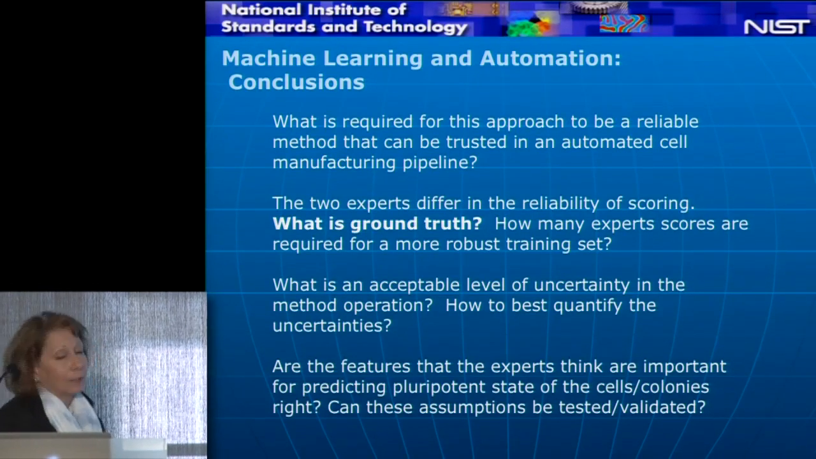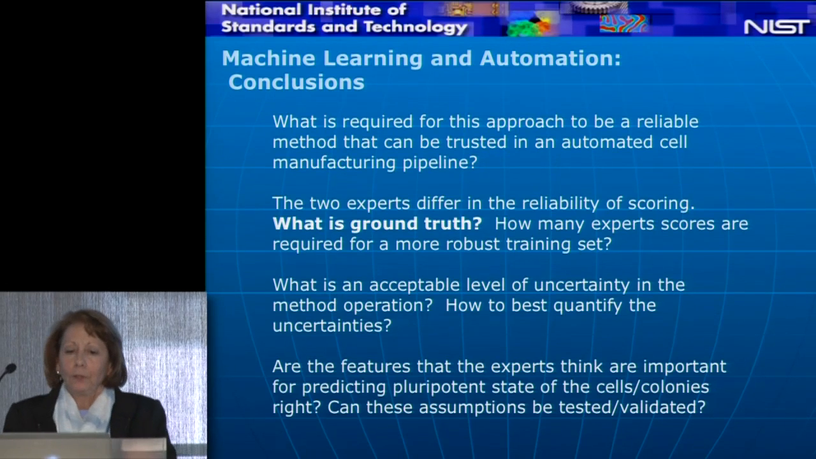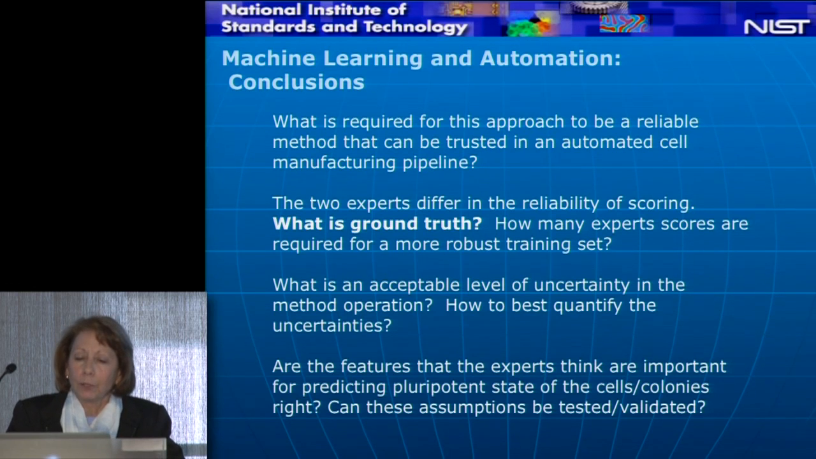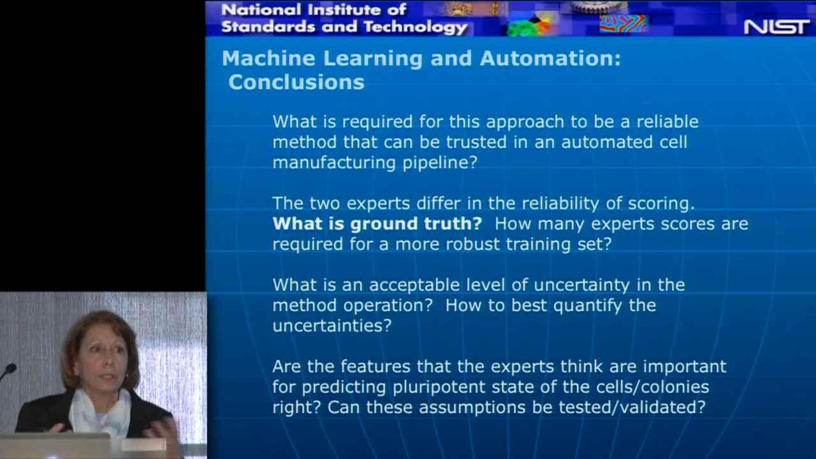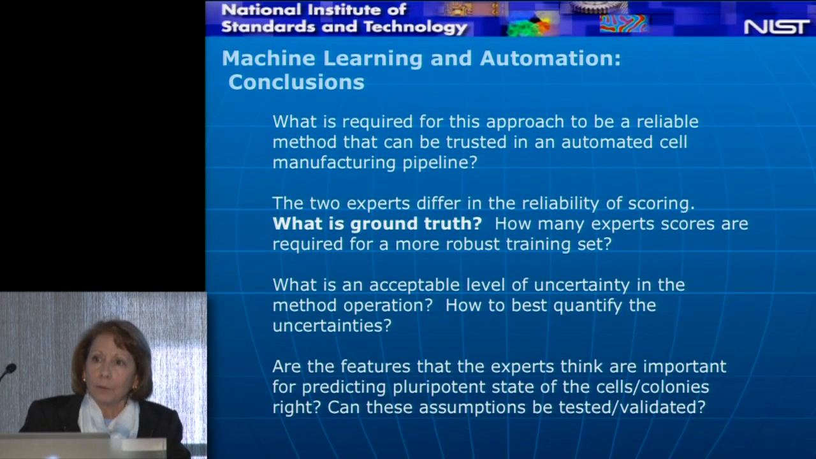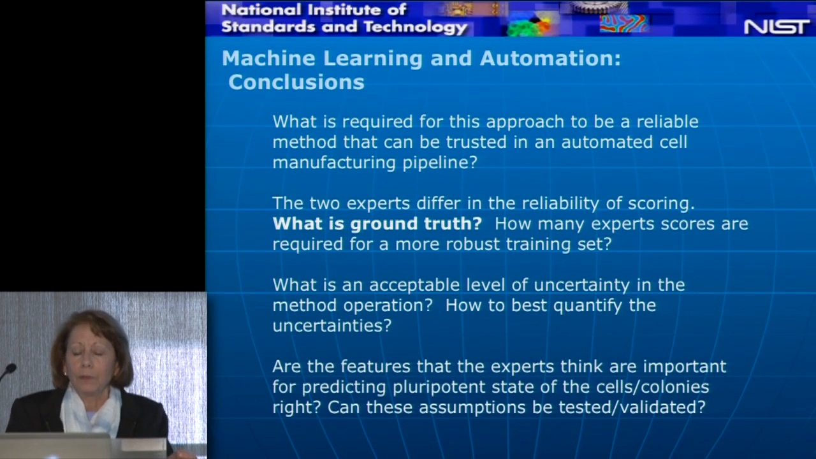So these were some of the conclusions that we came to. We now have a better feeling for what is required for a machine learning approach to be a reliable method. And certainly for something like choosing a cell therapy, it's going to be really important that these are reliable methods and that they can be applied in a reliable way to an automated process.